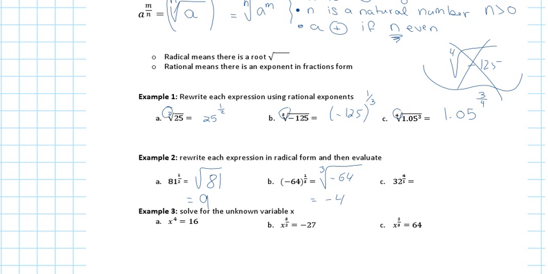32 to the power of 4 over 5. How can I write that in radical form? The fifth root of 32 to the power of 4.